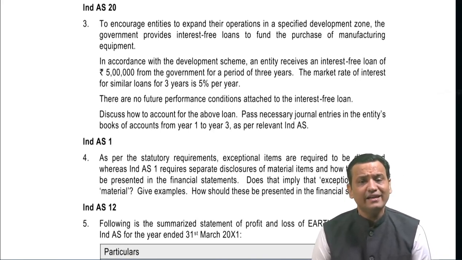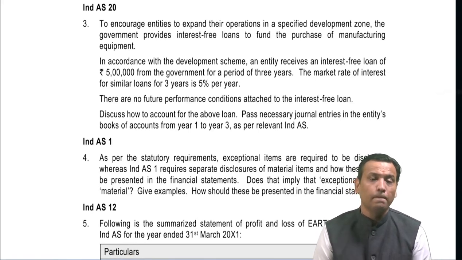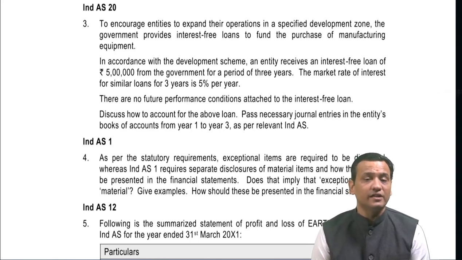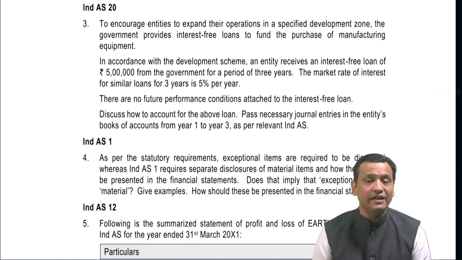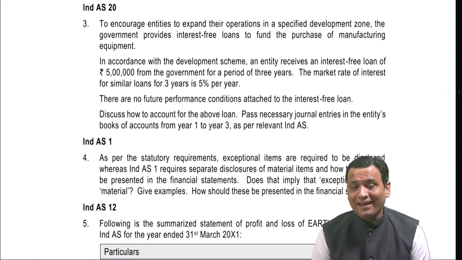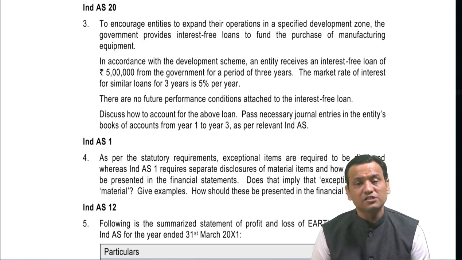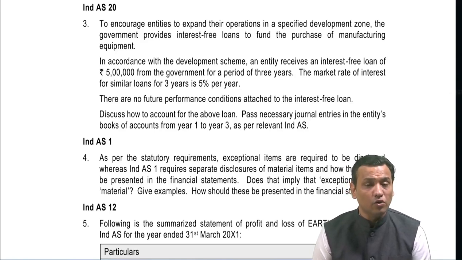To encourage entities to expand their operations in a specified development zone, the government provides an interest-free loan to fund the purchase of manufacturing equipment. In accordance with the development scheme, an entity receives an interest-free loan of 500,000 from the government for a period of 3 years. The market rate of interest for similar loans for 3 years is 5% per year. There are no future performance conditions attached to the interest-free loan.